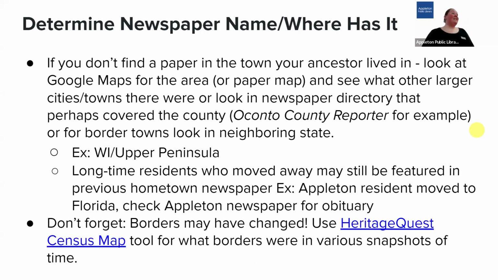Also think about border towns or neighboring states. If our ancestors lived on the border of Wisconsin and Upper Michigan, maybe it wasn't reported in a Wisconsin newspaper, even if they were technically living in Wisconsin, because the next biggest newspaper was in Upper Michigan. Or like La Crosse or Eau Claire, those border areas, maybe they're reported in Minneapolis or whatever.